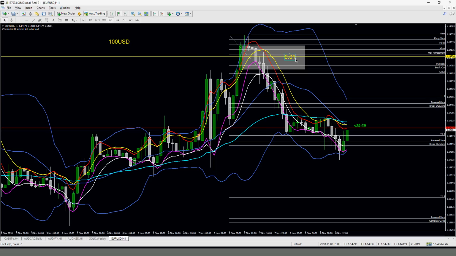When you enter 0.01 lot on a $100 account, even if your entry is floating negatively, it would survive for over 1,000 pips before you burn your account. So the most important thing when it comes to zone entries is that you actually manage your entries.